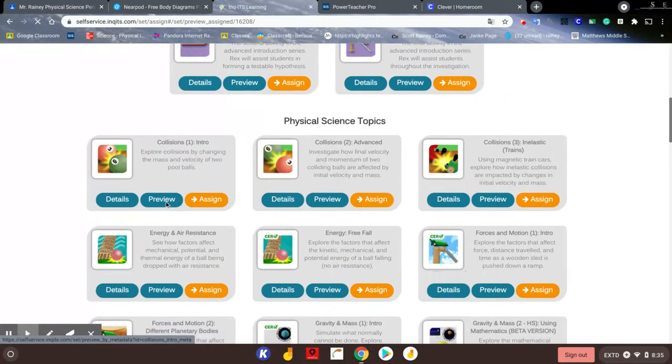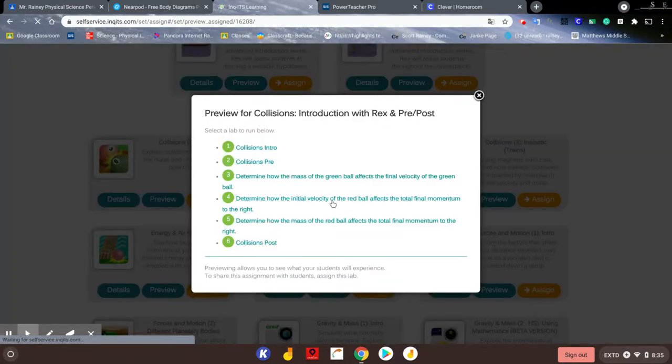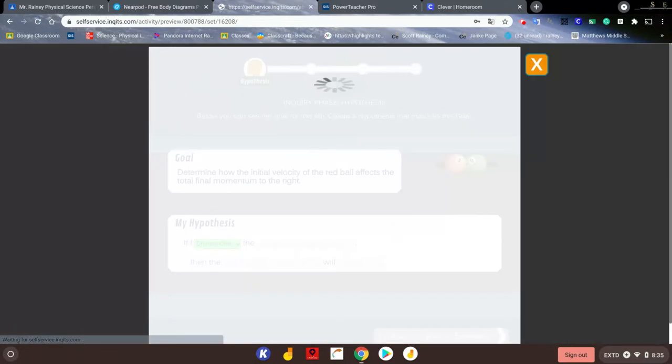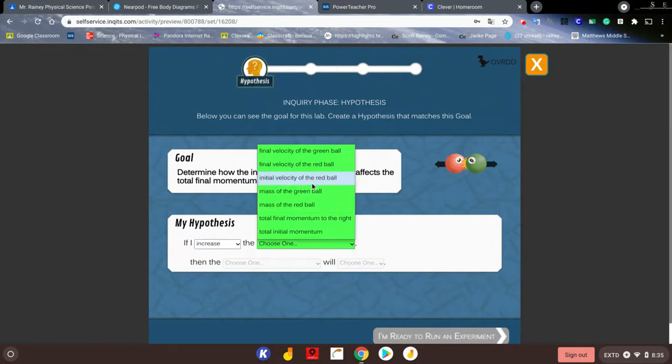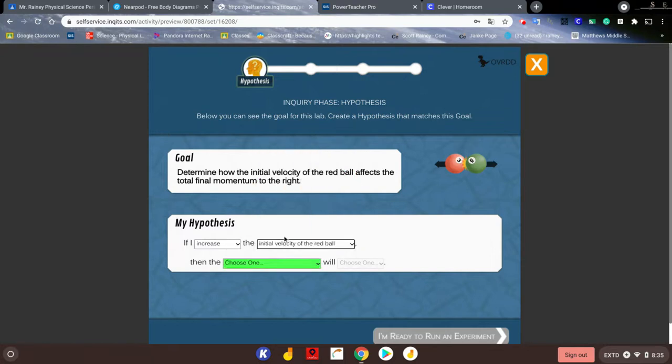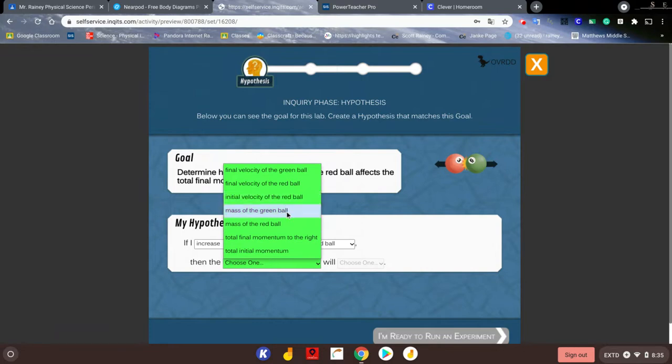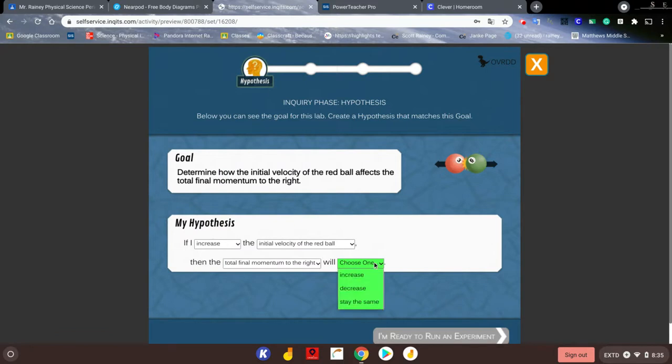Okay, the other test, we could look at the initial velocity of the red ball and how it affects the final momentum to the right. So let's go through there. We're going to increase the initial velocity of the red ball. And we're going to say because it's going faster, it's going to increase the total momentum to the right. Now, if I know the law of conservation of momentum, it really shouldn't change. I'm going to say it stays the same. Let's find out.